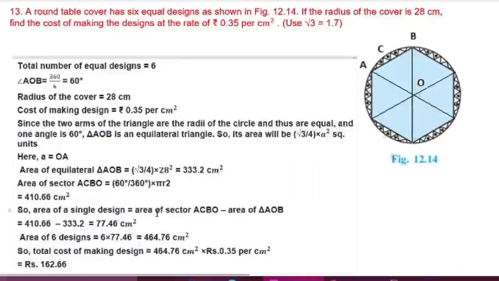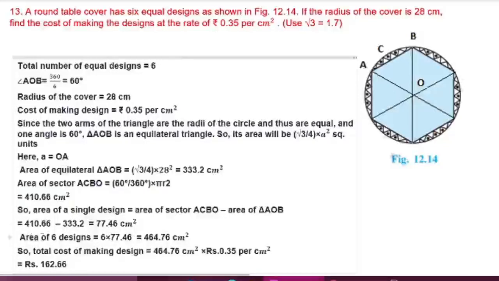So here you will get the area of sector ACBO, that we already found, that is 410.66, minus the area of triangle AOB. Triangle AOB is an equilateral triangle. We found here the area is 333.2. So you substitute here, then subtract both areas, so you will get 77.46 centimeter square. This is the area of one single design.